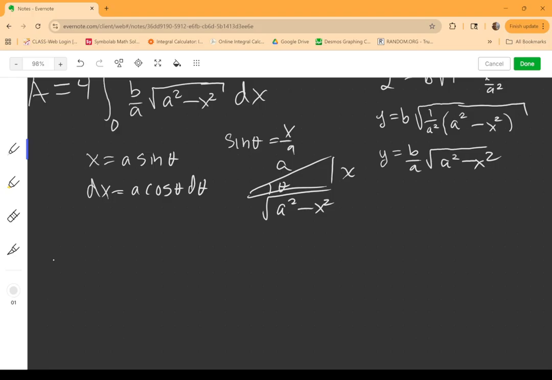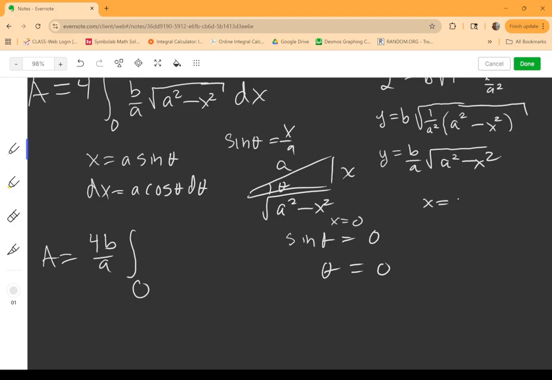So I'm going to take out the b over a since it's just a constant. So we get 4b over a. The integral, oh, actually, getting ahead of myself here. These limits only apply to x. So when x is 0, right, sine of theta is equal to 0, which means theta is 0. So that doesn't change.